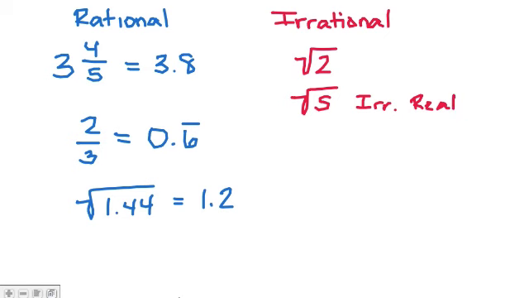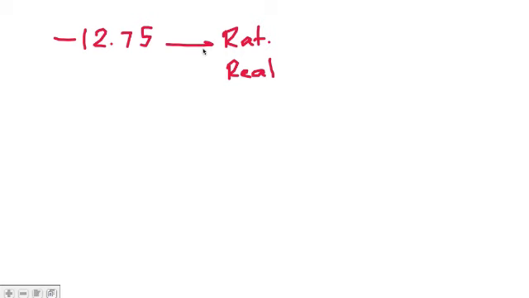How about something like this? Actually, let me go ahead and go to a new screen here. What if I give you this value, negative 12.75? Could you find that on a number line? Sure you could. So it's rational. And is this a true real number? Yes, it is. And it's a real number. Okay, so this one gets both of these categories.